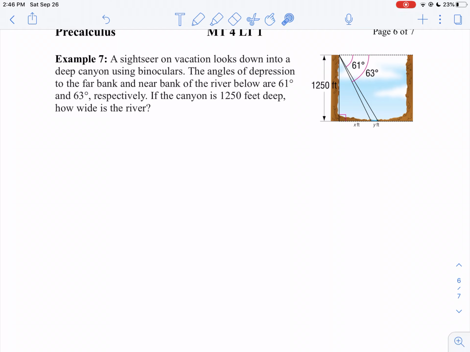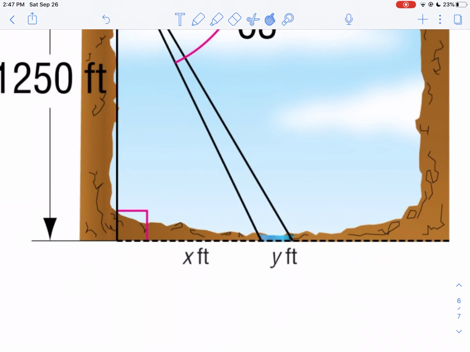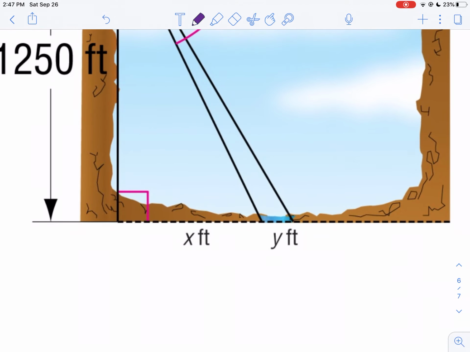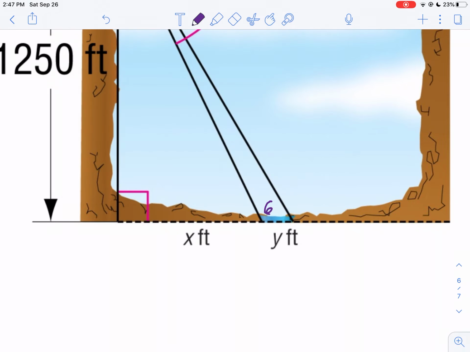And notice our angle of elevation and angle of depression are drawn correctly from us, but they're not inside the triangle. So I think what I'm going to do is redraw this. And actually, I'm not going to redraw it. I'm going to use the picture they have, and I'm going to put in the correct angle. So the angle at y, that's going to be 63 degrees, because alternate interior angles are congruent.